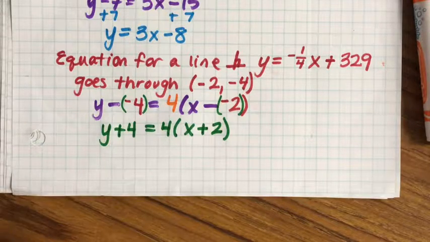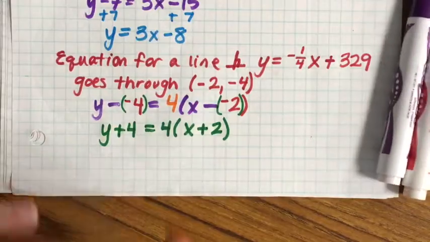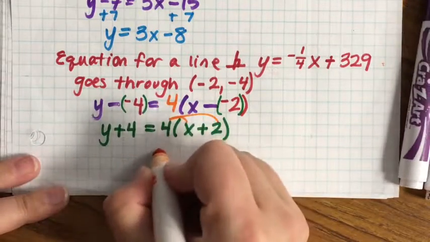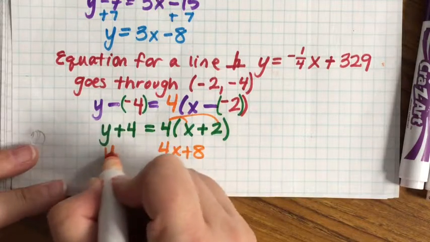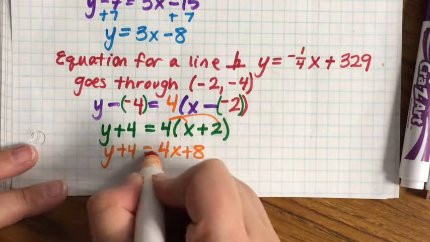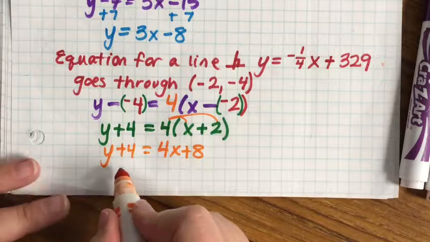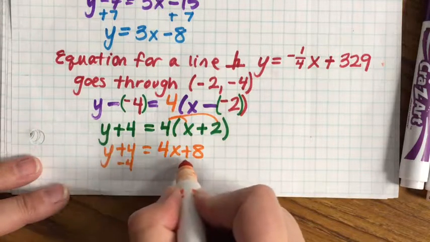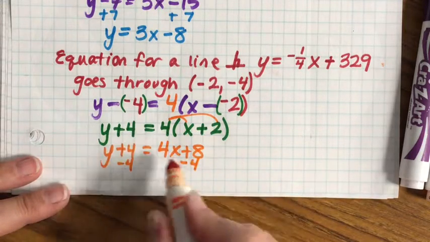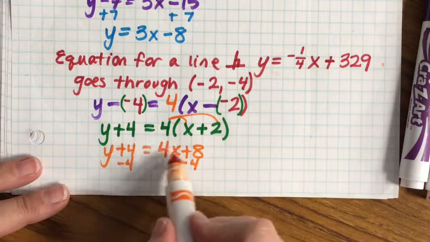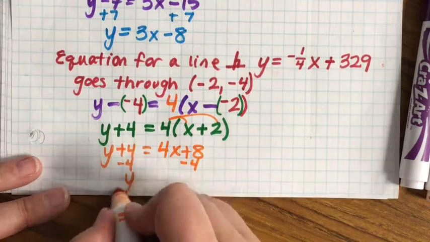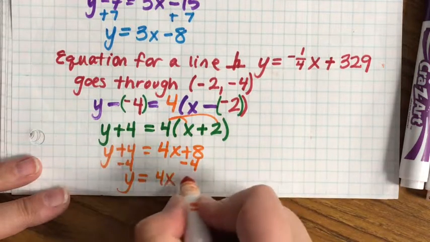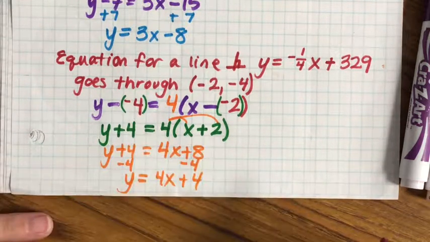And then it's the same steps as we did last time. So what step do we need to take right now? Distribute. So we would get 4x plus 8, and y plus 4. And the last step, to get the y alone, we have to do what? Subtract 4. And can I subtract 4 from the 4x? No, they're not like terms. So y is equal to 4x plus 4. Man, we have a lot of 4s here.